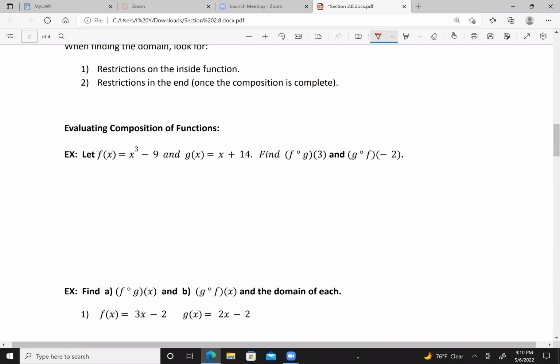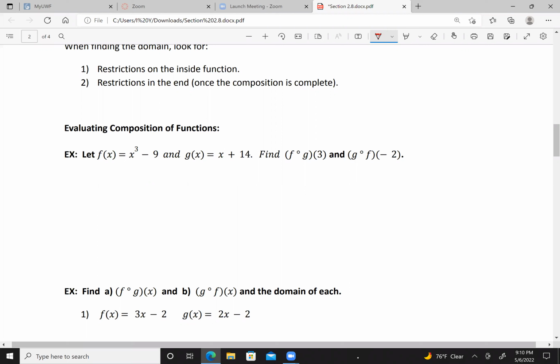So we have f of x equals x cubed minus 9, and g of x equals x plus 14. Find the composite of f and g of 3 and the composite of f and g, or g and f of negative 2. Well, first of all, we don't need to consider any restrictions for either of these functions, but we may have something at the end. I doubt we will, but we may.